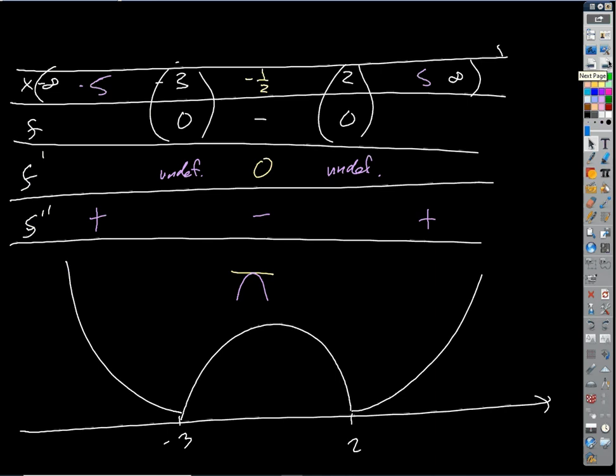Did we need to, did we use the, I guess we're okay. I think I started to pick some test points here, right, to use the first derivative test. But do we really need to do that? Let's look at this. We know we've got an undefined first derivative at -3 and 2.